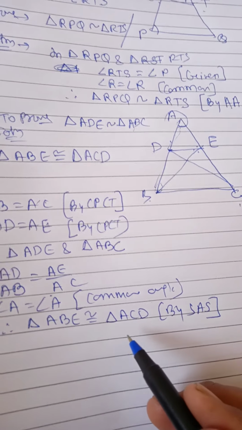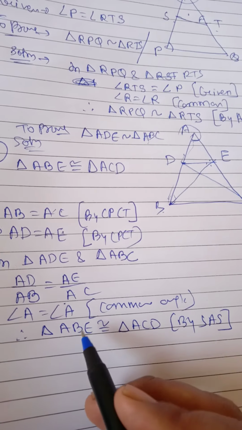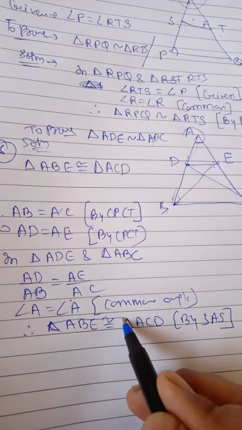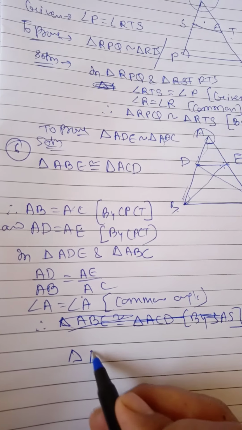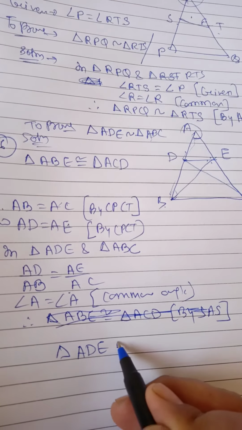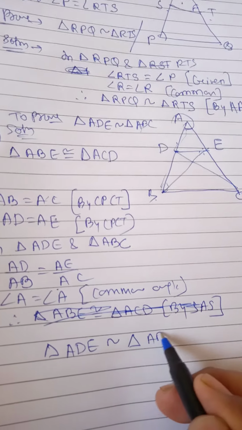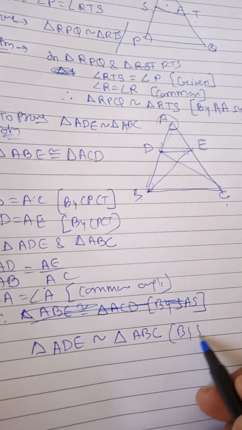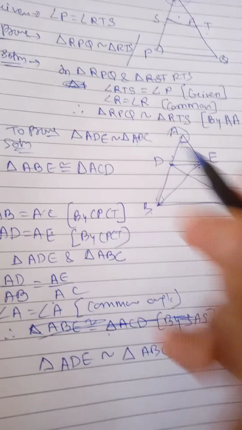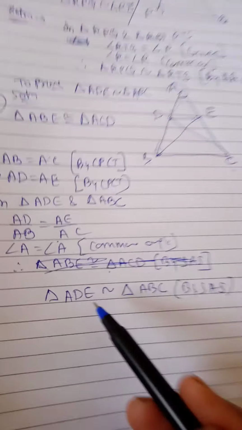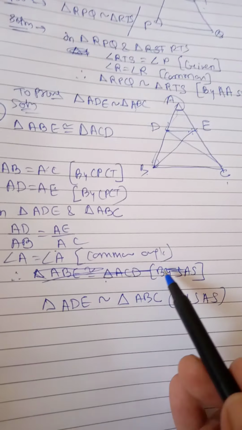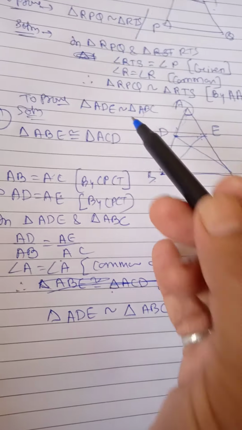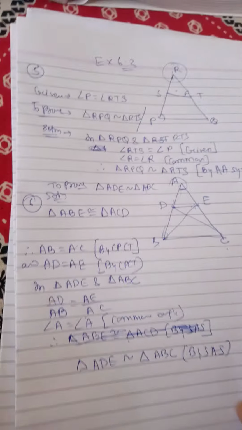And this is what we have to cancel. What you have to write? Triangle ADE is similar to triangle ABC by side, angle, side. Actually this one was given, you have to prove this one. Don't write this one, it is not necessary because it is already given. So by this way we completed question number 6.